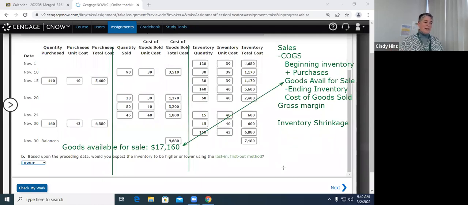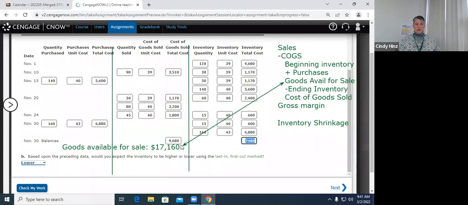Under FIFO, we decided what did we keep and what did we sell. We took that $17,160 and we said, of that $17,160, about $9,700 of it was sold, and just rounding off, $7,500 of it we kept. Under LIFO then, we already said the ending inventory would be lower. It would be something less than this $7,500. What that means is the cost of goods sold would be something more, because we have to account for that total of $17,160. It's either been sold or we still have it. So if we're saying we have less left, then we must be saying we sold more.